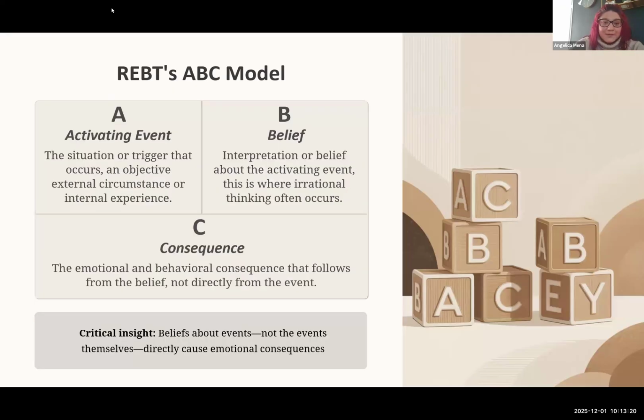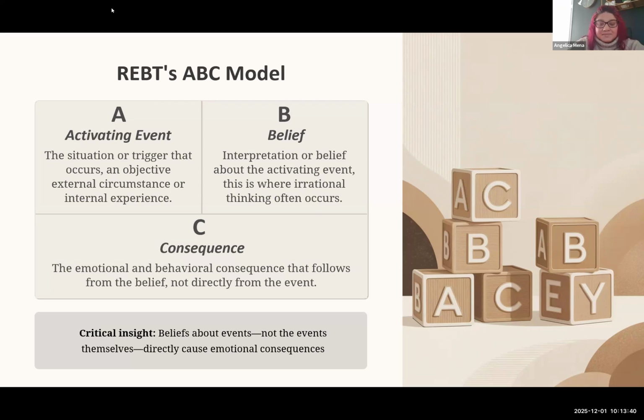Okay, so now this is really nice. I like this. This is so REBT. Ellis developed the ABC model, and this is a really helpful tool to explain the theory. And so let's break it down.